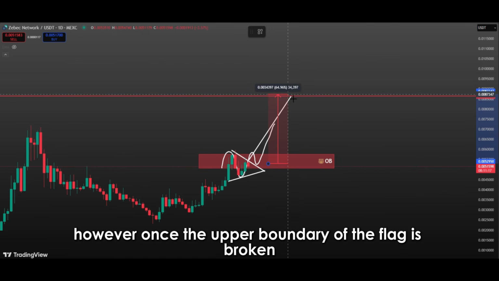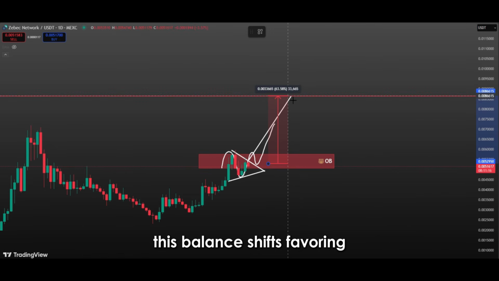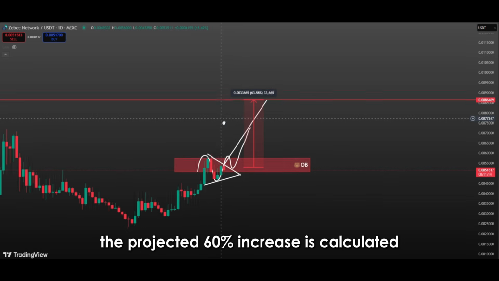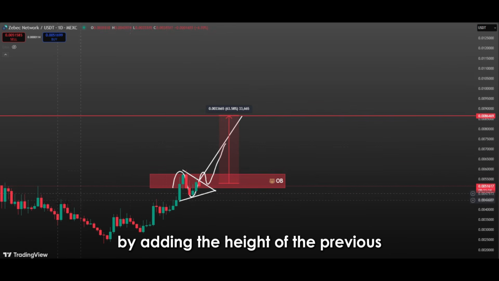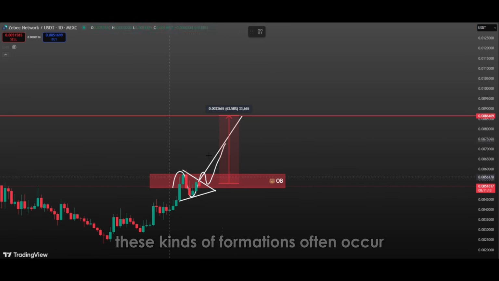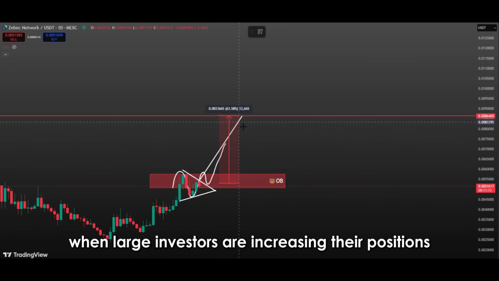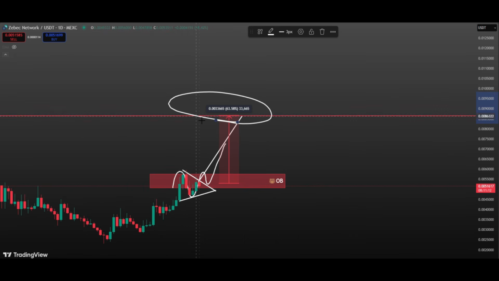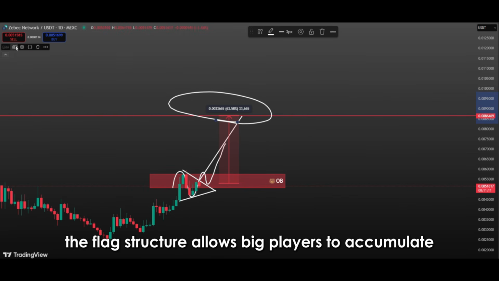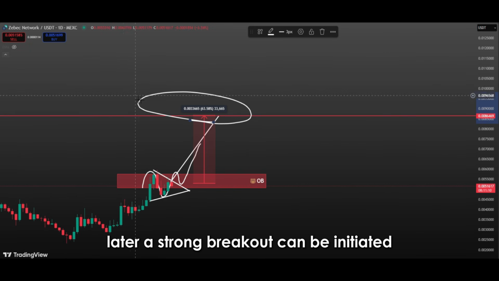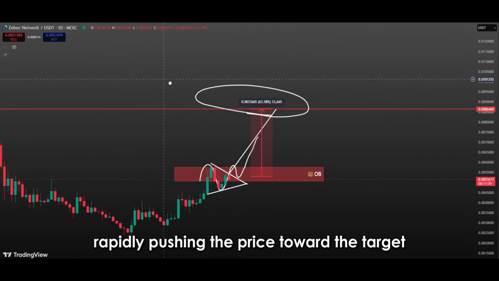However, once the upper boundary of the flag is broken, this balance shifts, favoring demand. As a result, the price may surge upward quickly. The projected 60% increase is calculated by adding the height of the previous sharp move, the flagpole, to the breakout point. These kinds of formations often occur when large investors are increasing their positions without triggering market panic. The flag structure allows big players to accumulate during sideways price movement. Later, a strong breakout can be initiated, rapidly pushing the price toward the target.